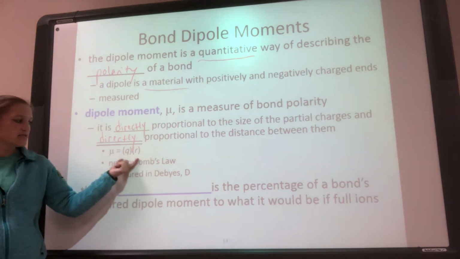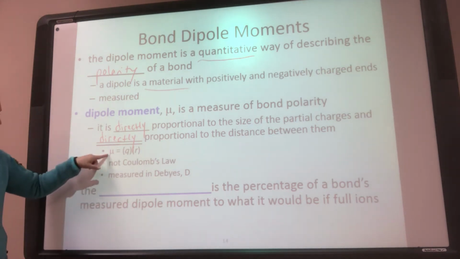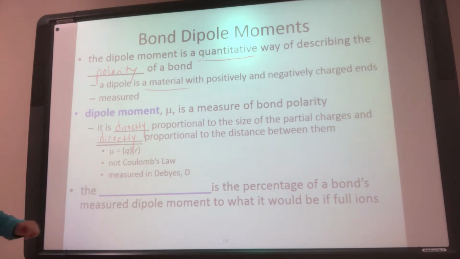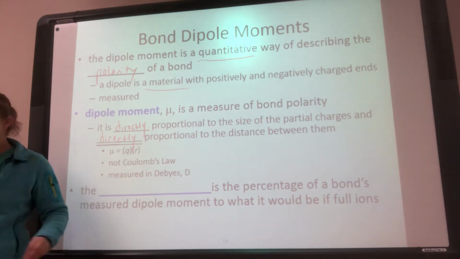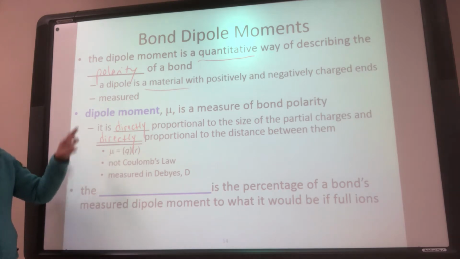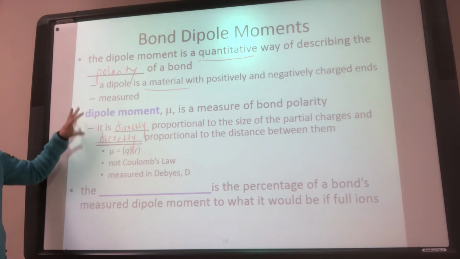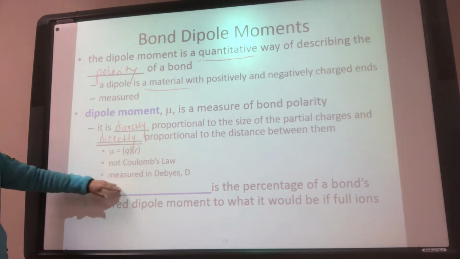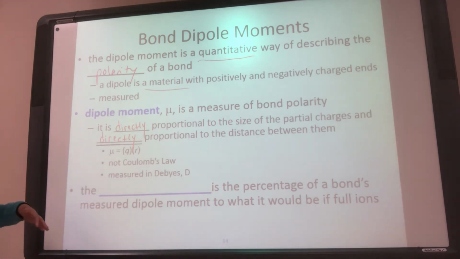Now, you might have seen this as Coulomb's law before, or think it is that. It's not related to that. And dipole moment is usually measured in debyes. Now, you're not going to have to actually do the math or anything. I just want you to be aware that there is a quantitative way to measure bond dipoles, okay? So instead of just categorizing which one it's in, I can actually get a specific number in debyes to be able to really compare the different bonds.